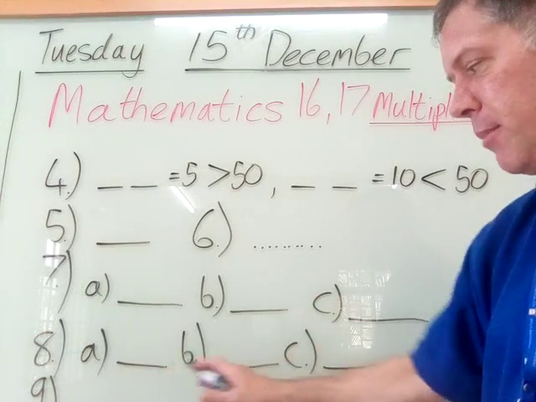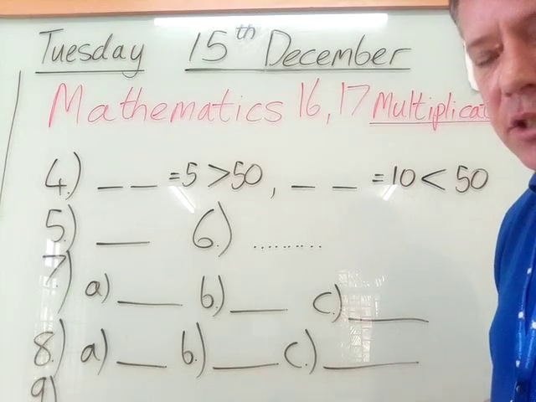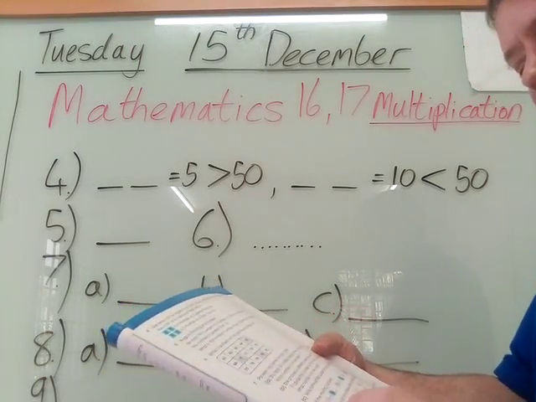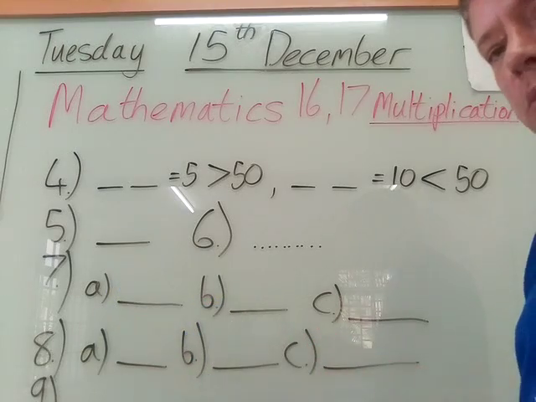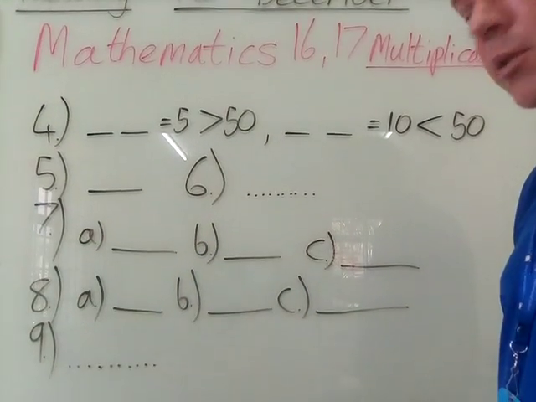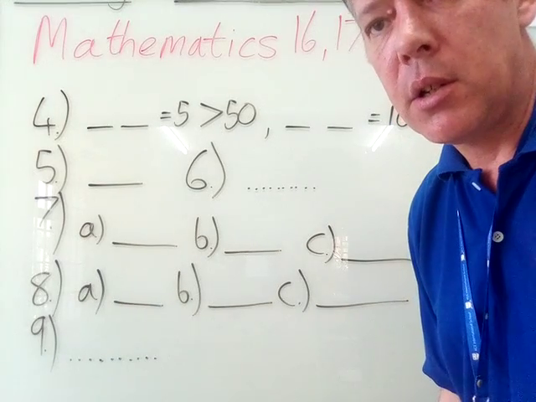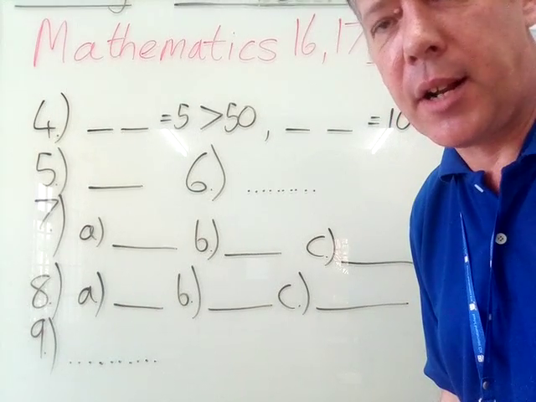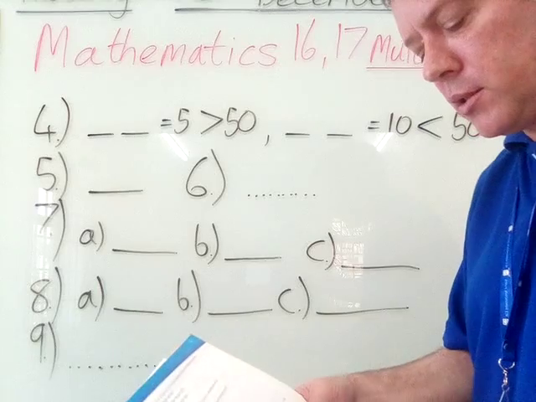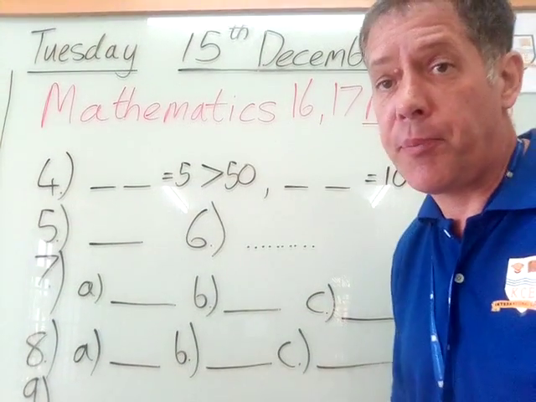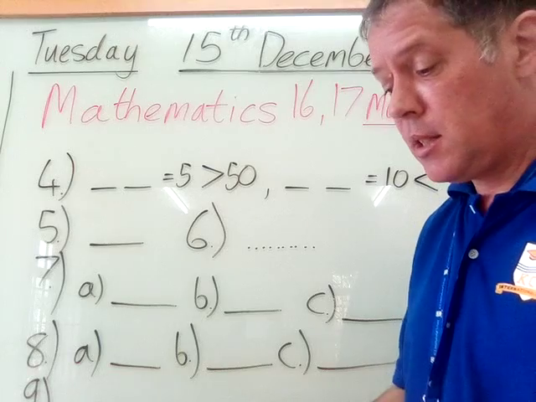8, you have A, B, C. The question should be pretty obvious. And 9, look at this list of numbers, which ones are multiples of 3. So again, 9, you decide how many answers there are. I'm not going to tell you how many answers. Which ones are multiples of 3. So this will take you, that's your lesson for today.